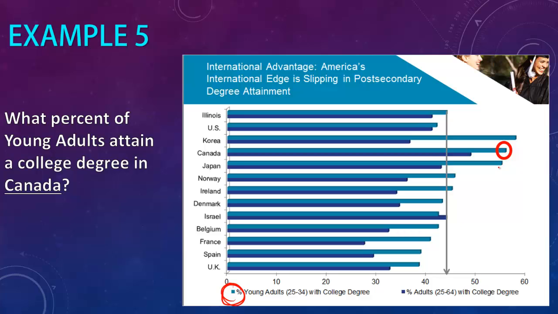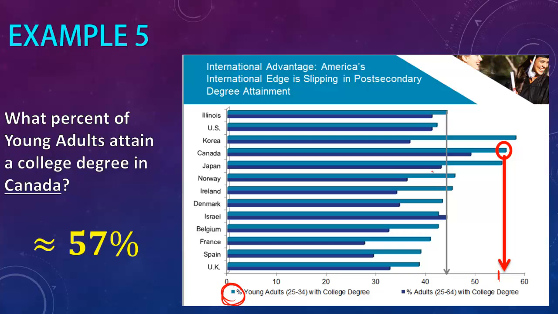And we want to know what percent of young adults attain a college degree in Canada. So if you go down, you'll see your halfway would be about right here. So we're going to say about 57%. You could say 56 and make a case for that too if you wanted to, but just say about 57%. So even though your graph is kind of a bar graph going a different direction, make sure that you understand how to read it.